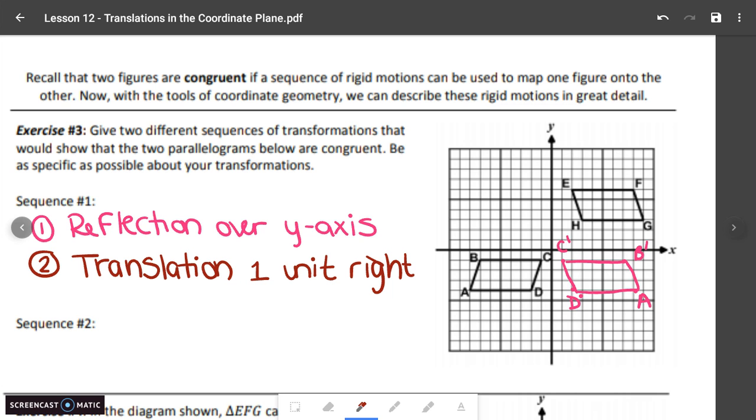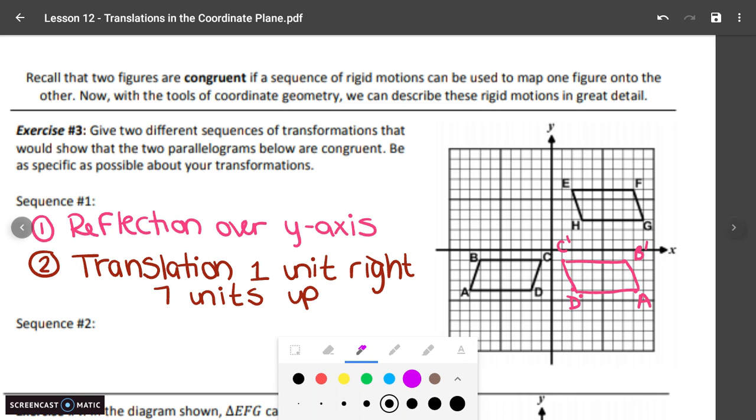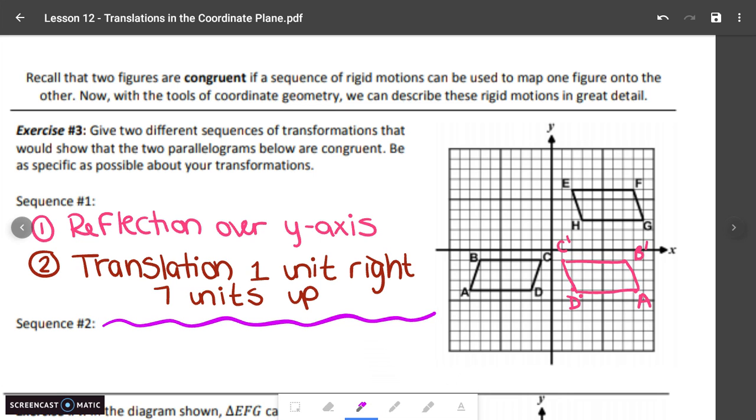And let's see how many we have to go up. 7 units up. To get full credit, you do have to be that specific. Now, you might have thought of a different way, and it could be easier, and that's fine. There's so many different ways we can go about these transformations. It's fine. So let me just erase that for a second and do a different one.